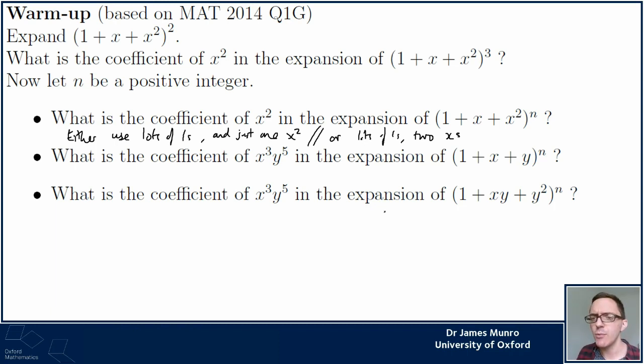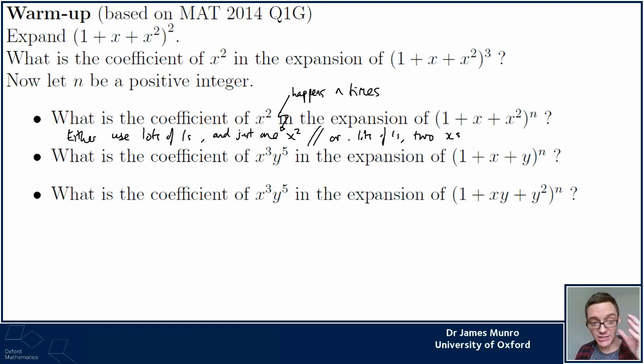So how many ways are there to do this first thing? I'm using lots of 1s and just one x squared. I've got to choose one of the brackets to pick my x squared from. And there's n brackets, because I'm doing this to the power of n. So this happens n times, one for each bracket.